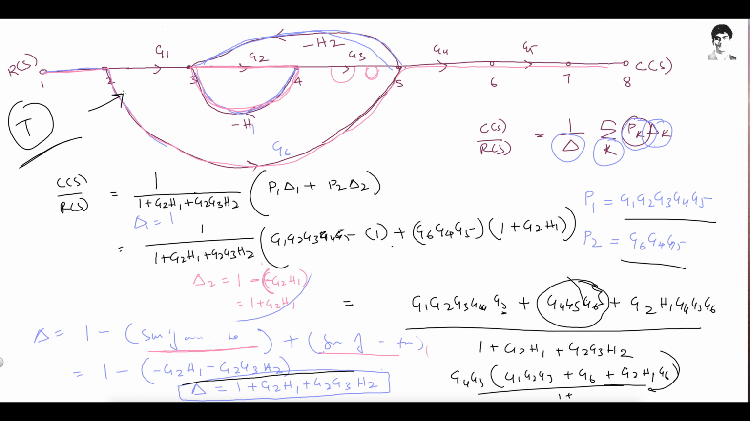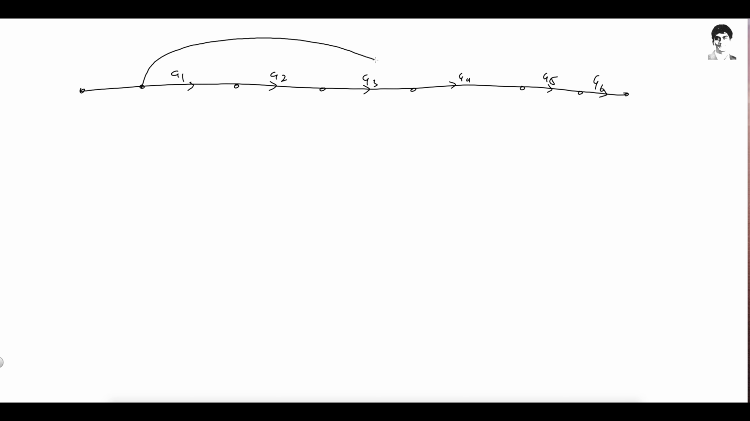However, we got away without the complication of a non-touching loop. Now I want to add a non-touching loop to this. You know what? I should have kept that. This is all forward. Let me do one more forward.